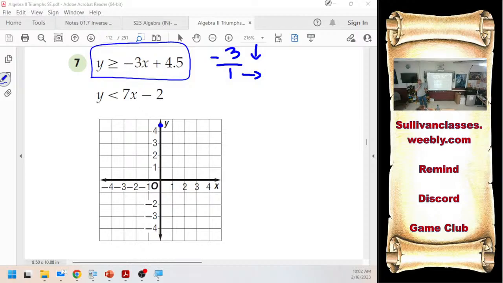Okay. From here, I can go down 1, 2, 3, right 1. Down 1, 2, 3, right 1. Down 1, 2, 3, right 1. Solid or dotted there, Chuckles? Solid.